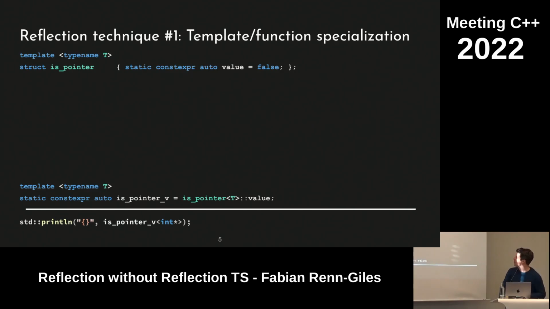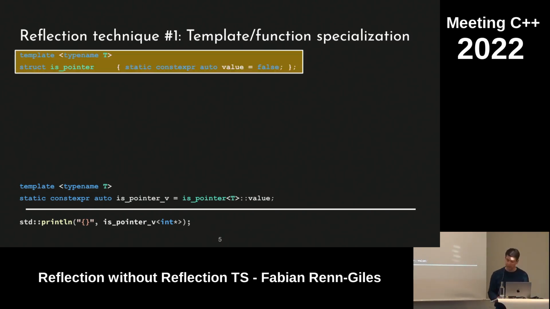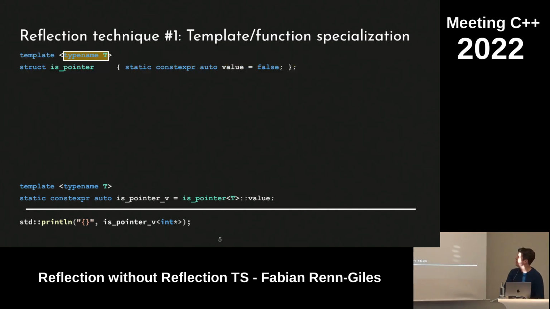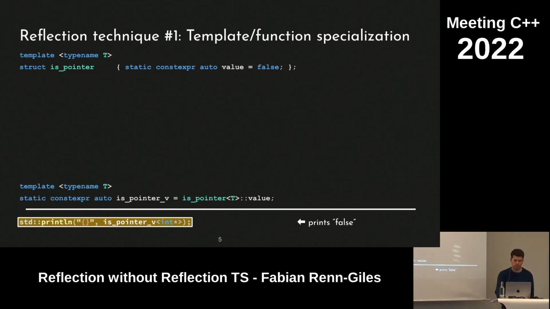This introduces the first reflection technique, which is template specialization. So that's really, really easy. You create a templated struct, is_pointer. For any type name T, that struct will always have a member value that's always false. It doesn't matter which T you put in there. So if I would leave the code as is, then this is_pointer down here would print false.